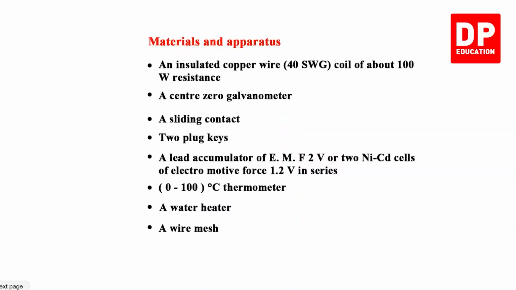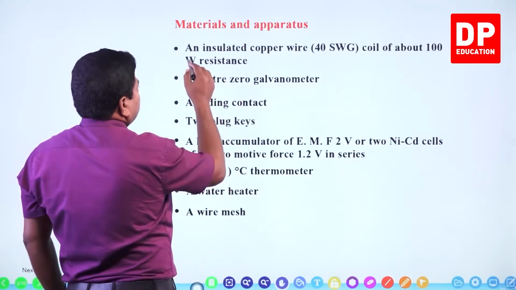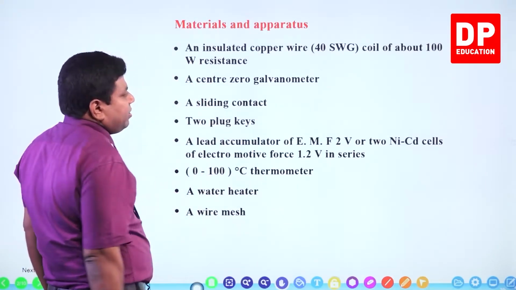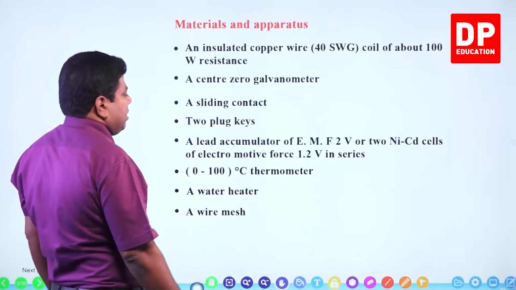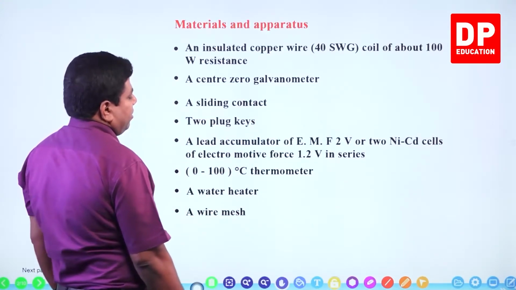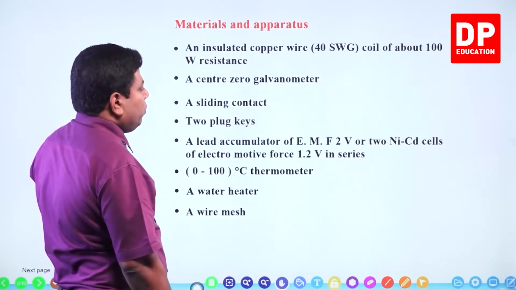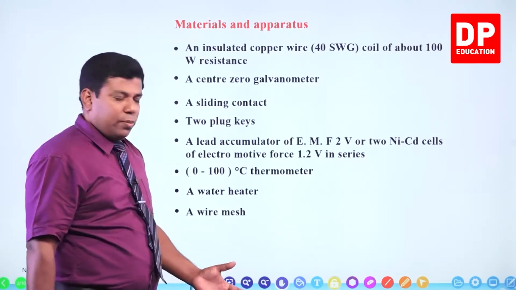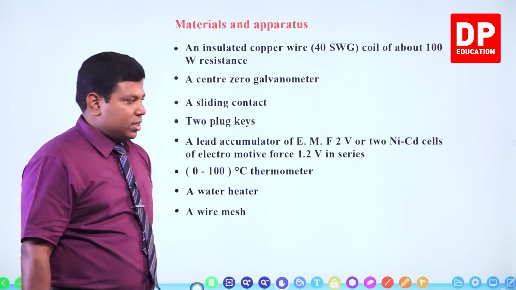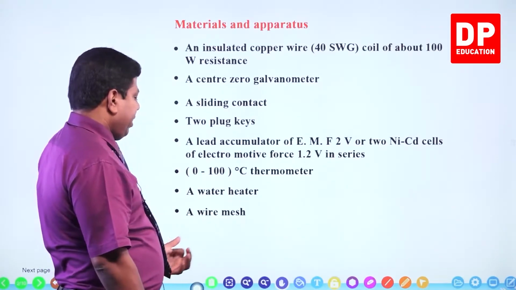Materials and apparatus: an insulated copper wire coil of about 100 ohms resistance, a center zero galvanometer, a sliding contact, 2 plug keys, a lead accumulator of EMF 2 volt or 2 nickel cadmium cells of electromotive force 1.2 volt in series. So 1.2, 1.2, 2.4, so approximately 2 volt is what you are going to get. 0 to 100 degree thermometer, a water heater, a wire mesh.